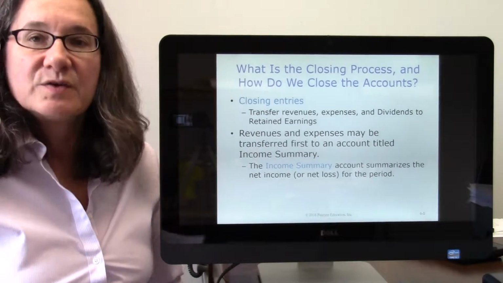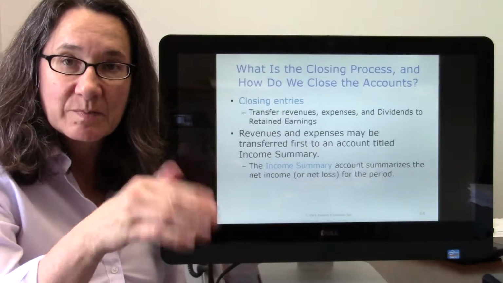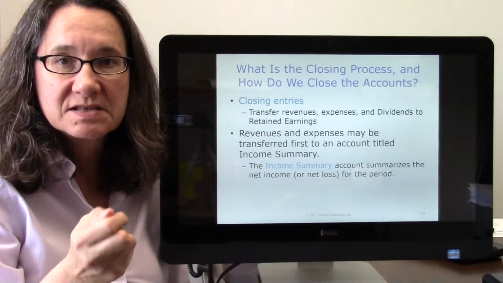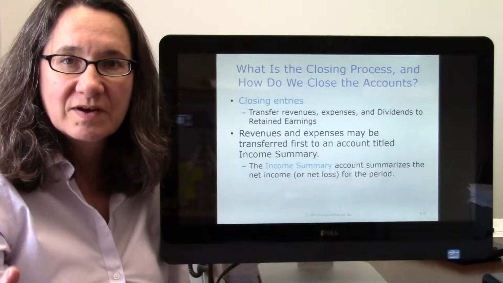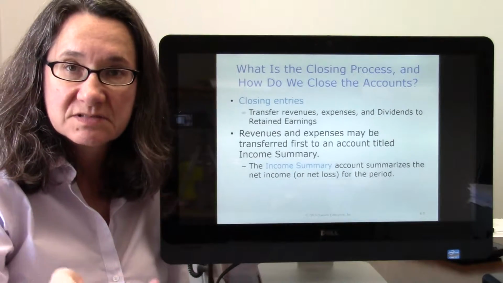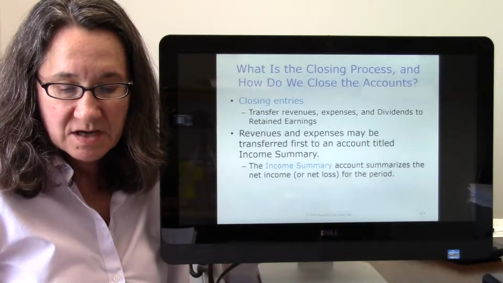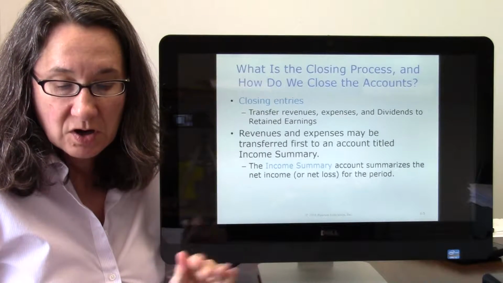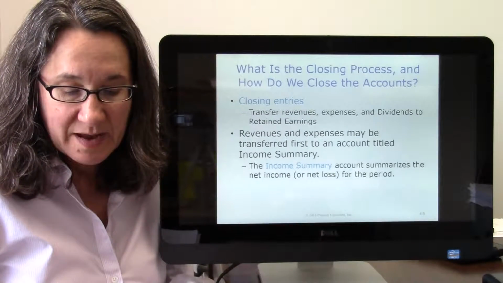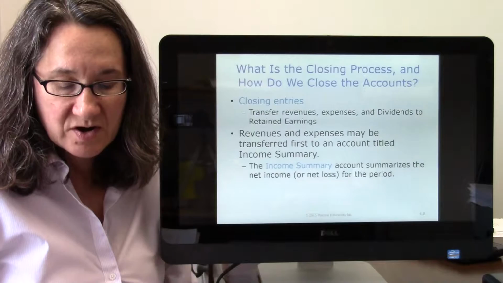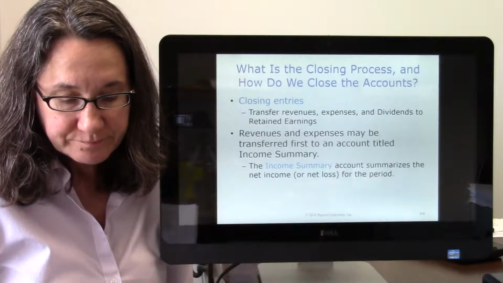So let's talk about closing entries, right? So we're going to close an account that has a balance in it, like supplies expense, right? It's got a balance. We spent some money on supplies. If we're going to close it out, we obviously have to do some transaction to get that balance out of there. Closing entries are entries that transfer revenues, expenses, and dividend balances to the retained earnings account to prepare the company's books for the next period.